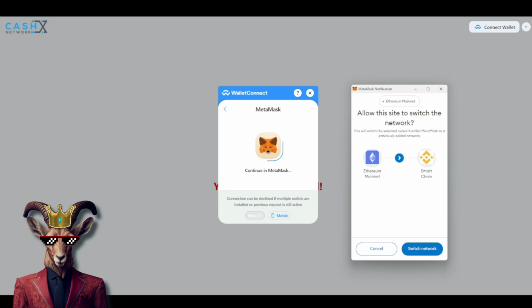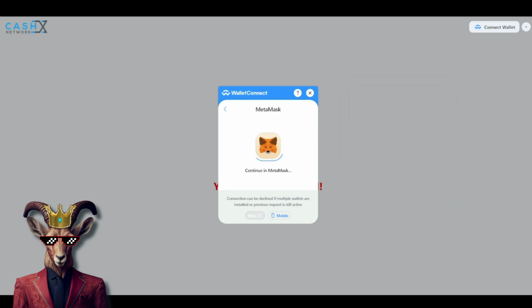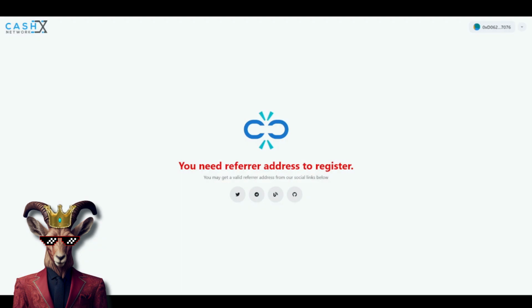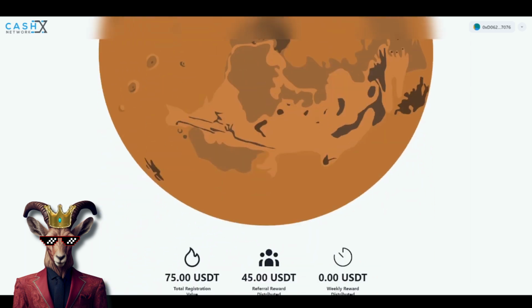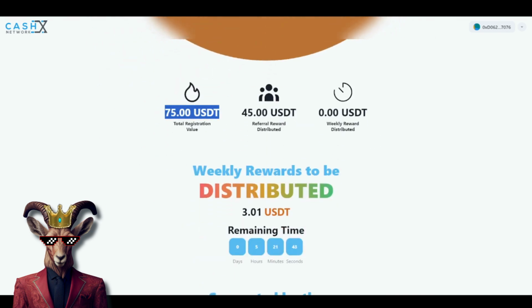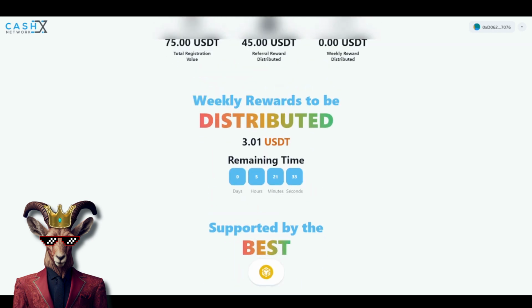So if we dive down, you guys will see right here, boom. Make sure you're on the BNB network. You did not refer address to register. Well, that sucks. So here in the future, we're going to be able to enter the app. And you guys will actually see they got 75 USDT total registration value, 45 USDT referral reward distributed, and weekly reward distributed. So we got weekly distributed 3 USD, right?